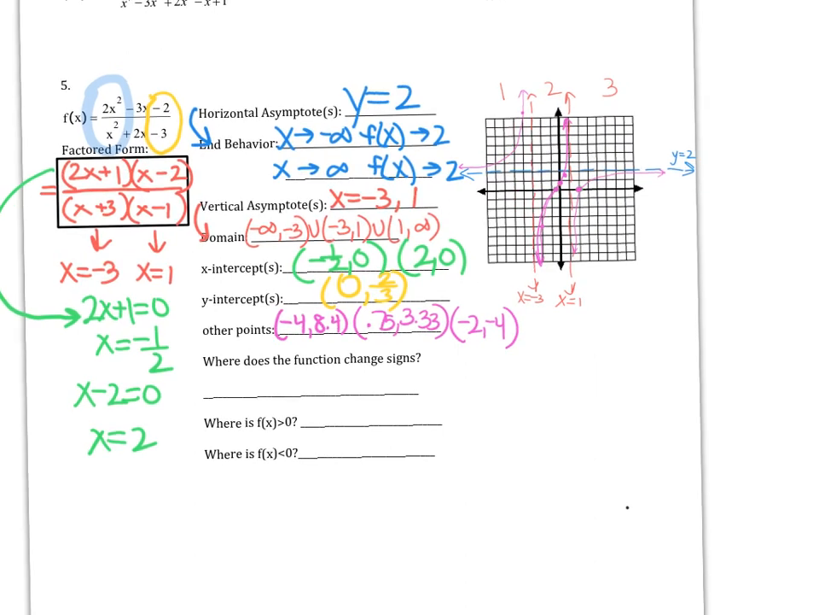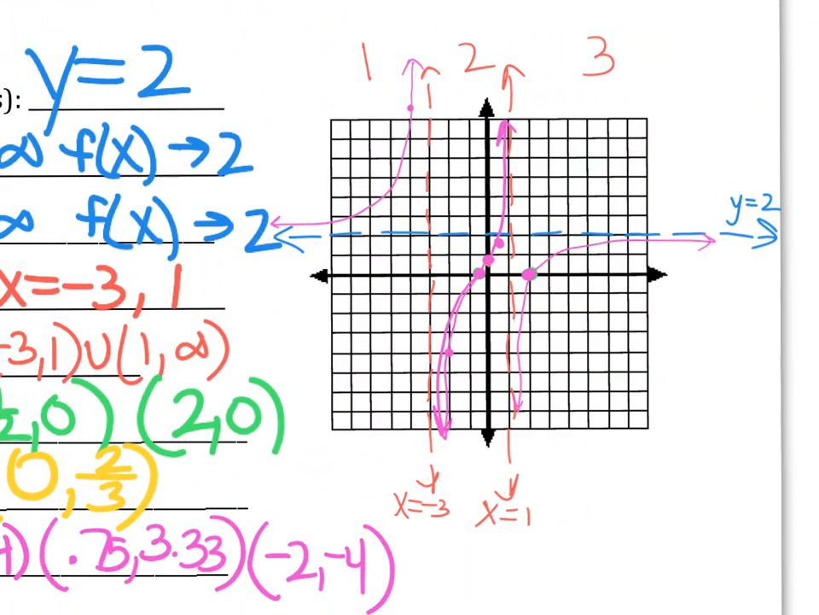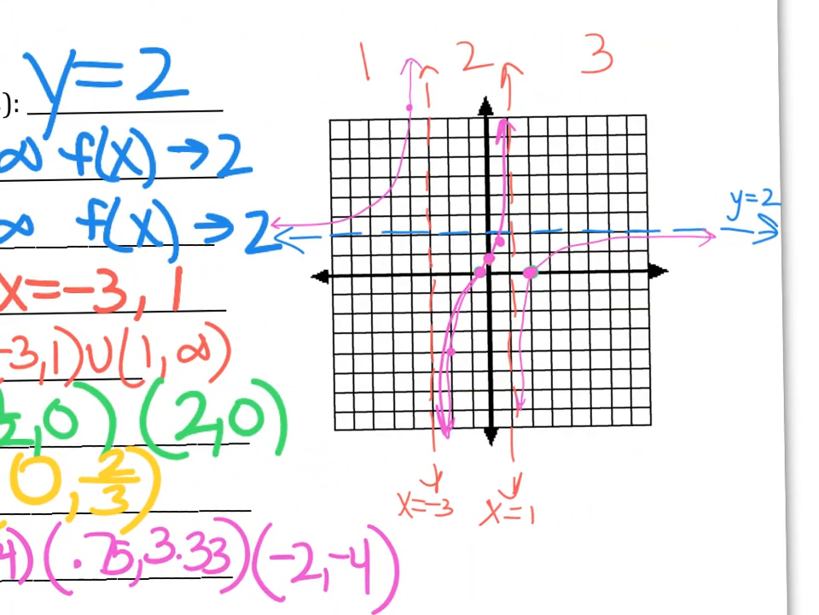Okay, where does it change signs? So that means where does your function go from positive to negative? So think about if you were looking at your table, where would your outputs change from positive to negative, negative to positive? And that's happening, if you look at your graph, at your vertical asymptote, because notice it's positive. Then as you go to the right of that vertical asymptote, it's now negative. It changes sign right here at our x-intercept.